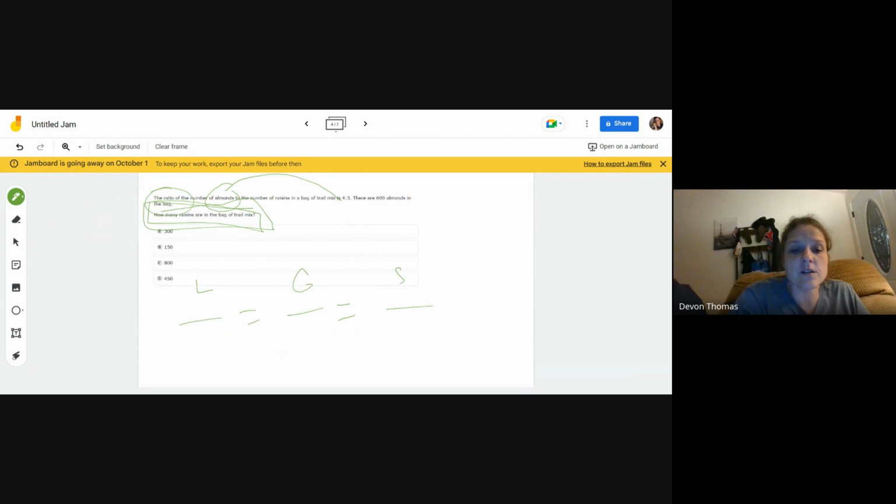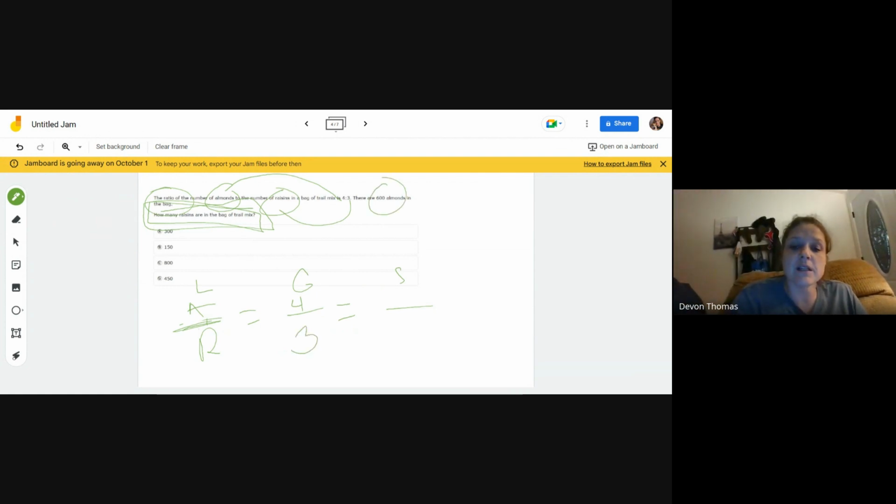Almonds is the first one, so it gets 4. Raisins is the second one, so it gets 3. Oh, Lord. Let's try that again. I'm getting ahead of myself here. Okay, so our labels are almonds and raisins. Okay, almond is 4 because that's the number that came first. Raisins is 3. That's the one that came second.